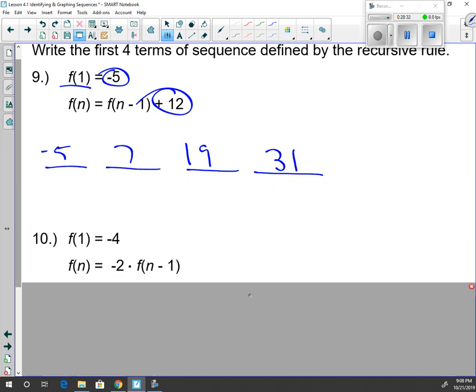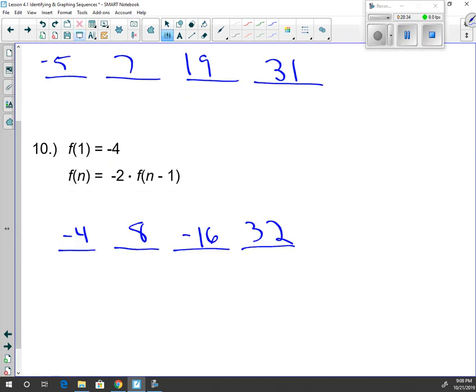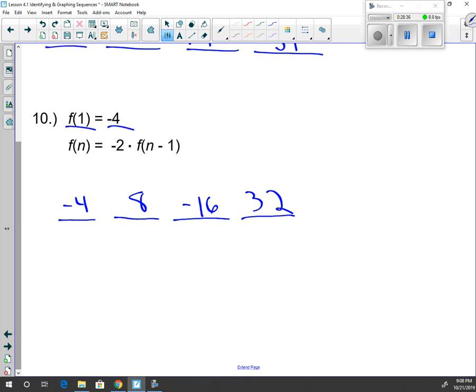And the next one, number 10, suppose I can get rid of the shade. The value of the first term is -4. So there's -4. Then what am I doing? I'm taking the previous term and I'm multiplying by -2. So multiplying a negative times a negative gives me +8. I multiply that by -2. Now I get a -16. I multiply that by -2 and I get a +32.